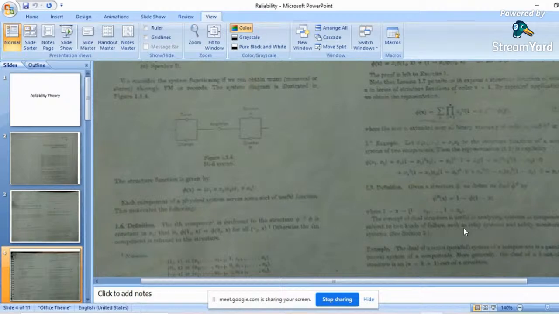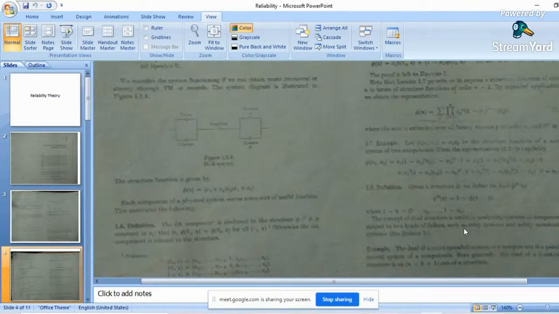Engineers are usually doing the analysis using the structure function. They are not doing it with some other formulas or using some other theorems. First of all, they will find out the structure function of the system, and using that structure function they will analyze.